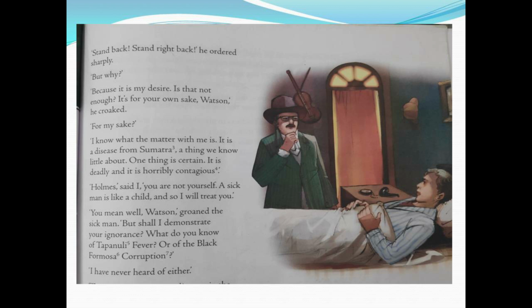As Sherlock Holmes was trying to tell Dr. Watson to stay back for his own sake, he explained that the illness he is suffering from is a disease from Sumatra, an island in Southeast Asia. It is a disease which nobody knows about. One thing is very certain, that it is very deadly and horribly contagious. That means it is very much communicable from one person to another.